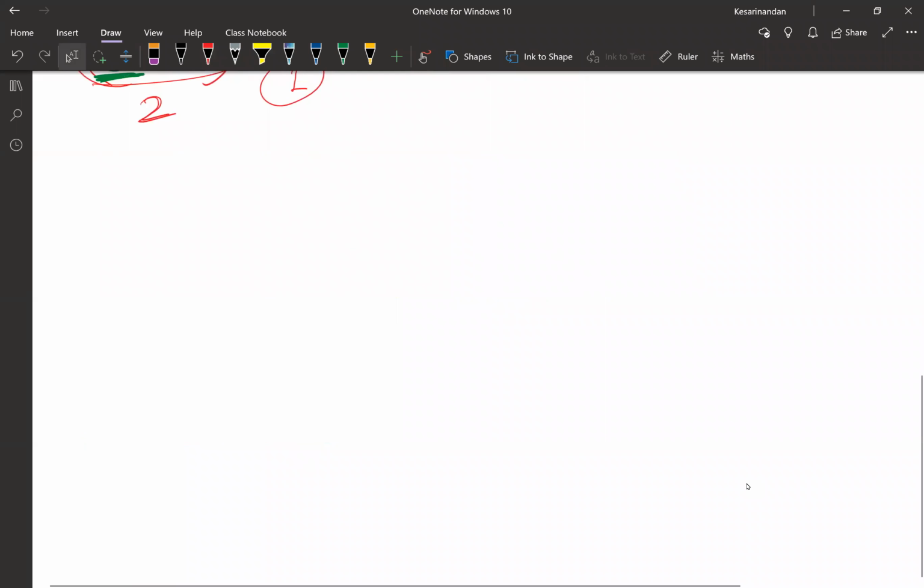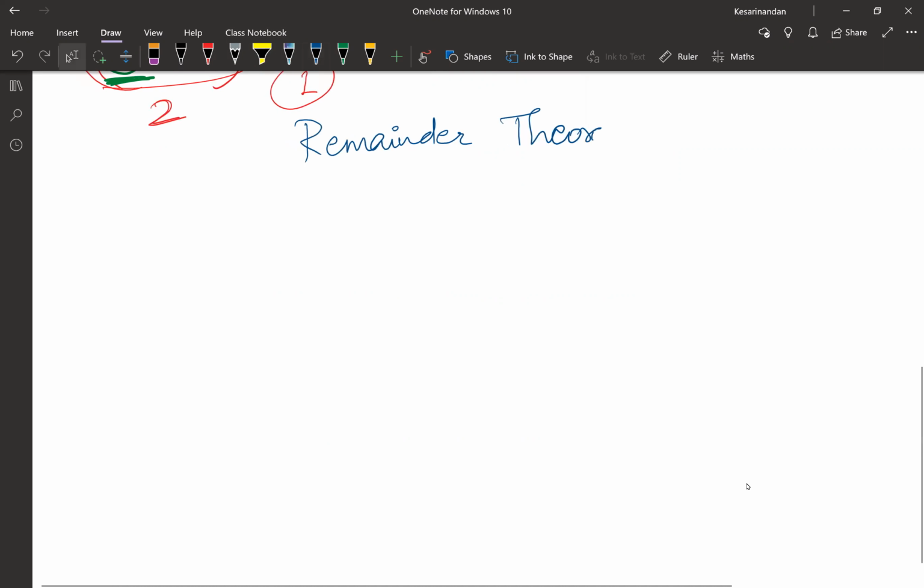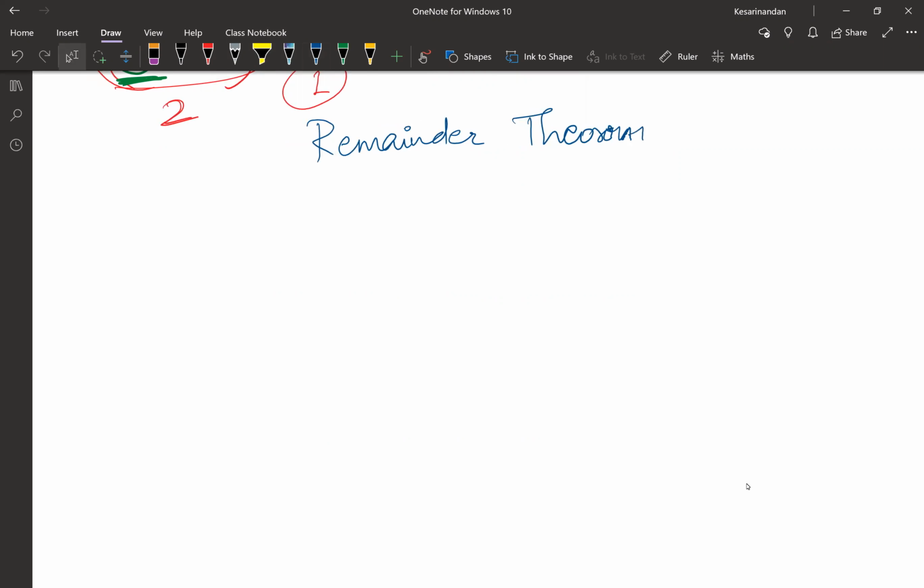Next, we'll be moving to a new concept, and that would be the remainder theorem. Anybody who has studied the remainder theorem before? You must have studied this in your 10th standard in your polynomials chapter. Anybody remembers it? Don't worry, I'm going to teach it, but I just want to see if anybody remembers it or not. Okay, nobody then. Fine. Let's discuss it.